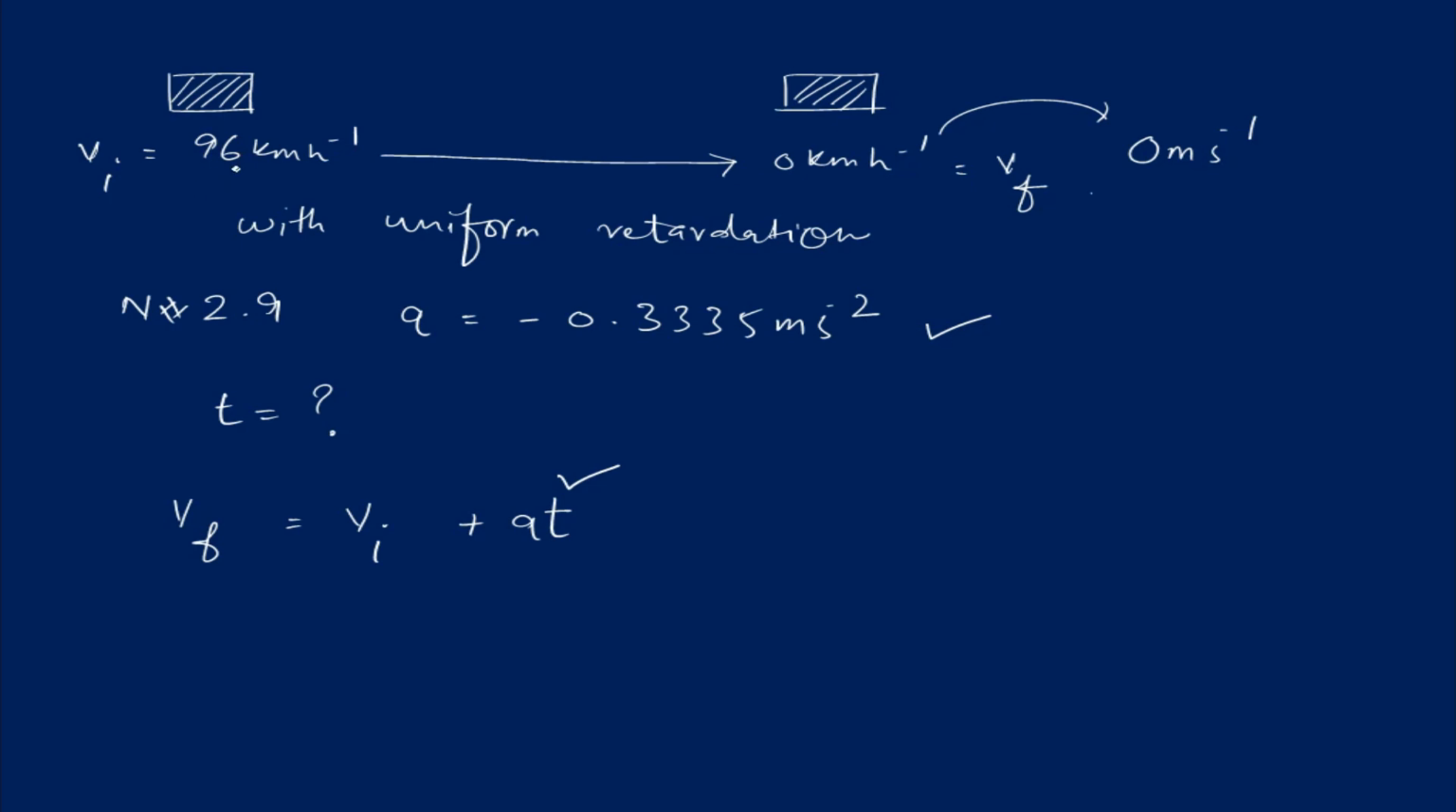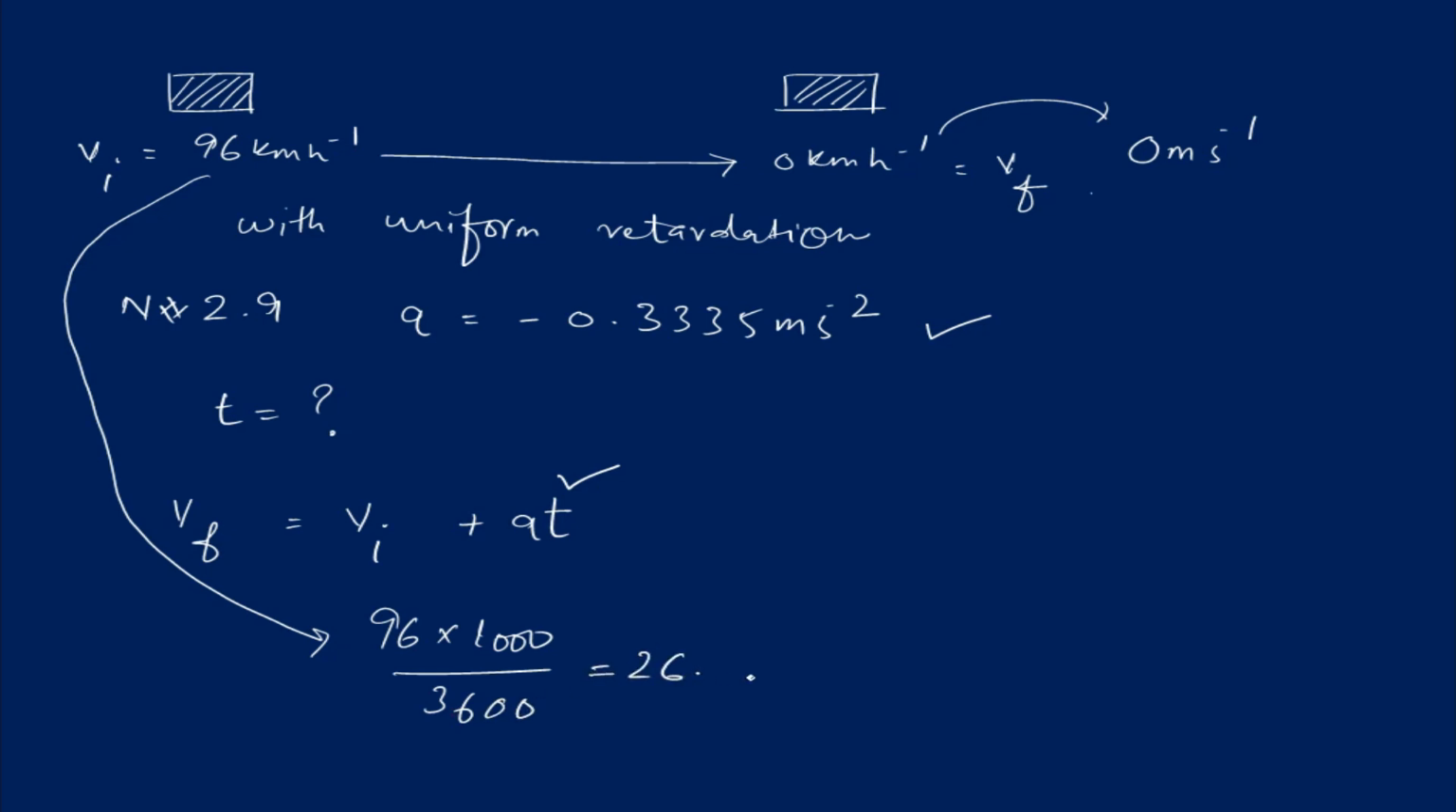To convert 96 kilometers per hour into meters per second, 96 multiplied by 1000 and divided by 3600. This will equal 26.67 meters per second.